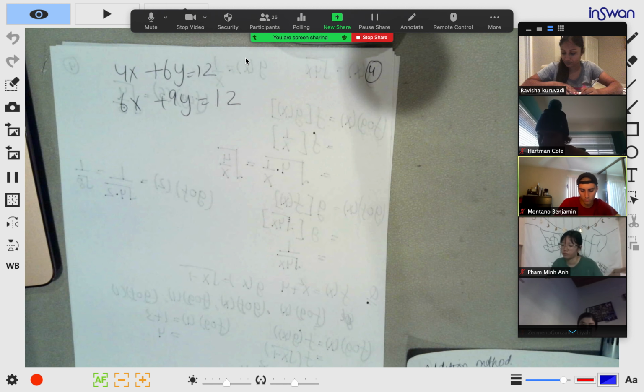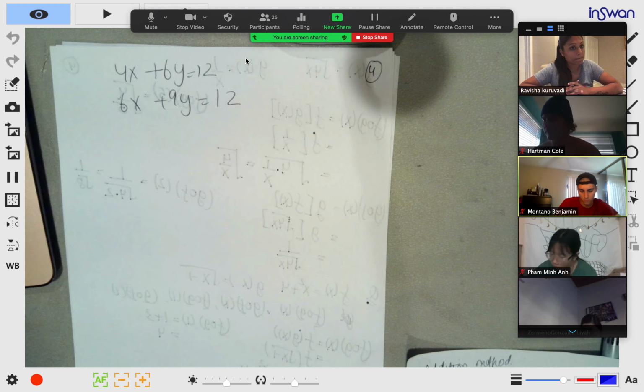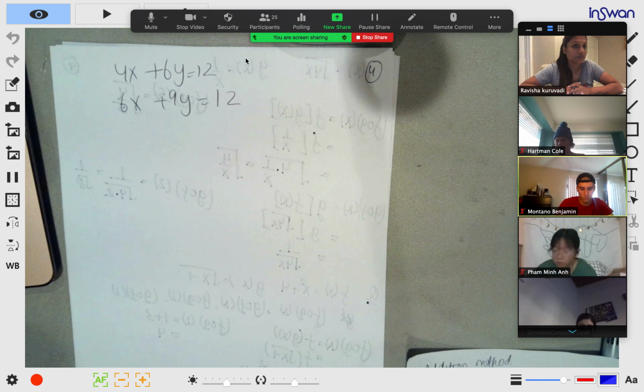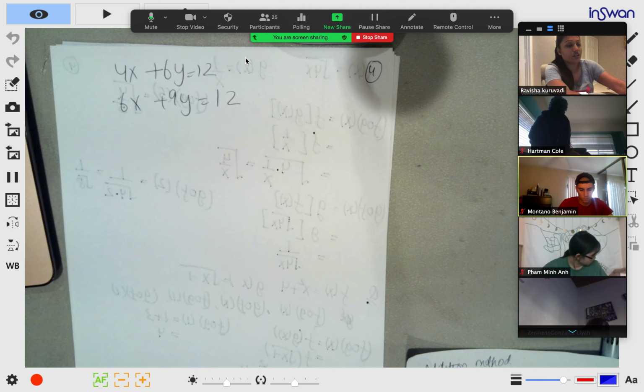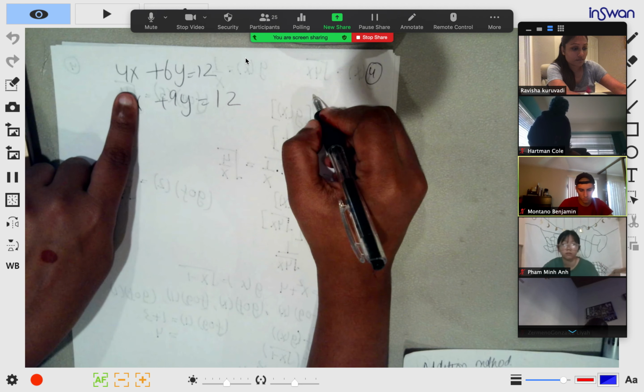Jade? Okay, Jade. Which method you want to do to solve these? Let's do the adding. Okay, are they in standard form? Yeah. Which variable you want to eliminate? You want to eliminate x or you want to eliminate y? We can do x. Okay, you're doing x. What's the number in front of x here? 4 and the other one is 6.